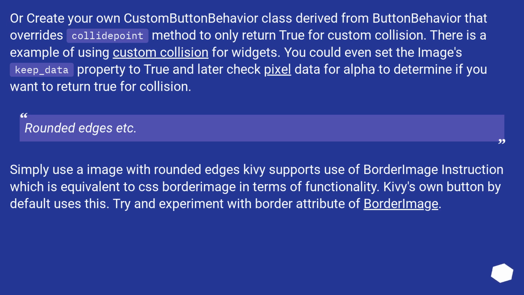Rounded edges, etc. Simply use an image with rounded edges. Kivy supports use of the BorderImage instruction, which is equivalent to CSS border-image in terms of functionality. Kivy's own button by default uses this. Try and experiment with the border attribute of BorderImage.